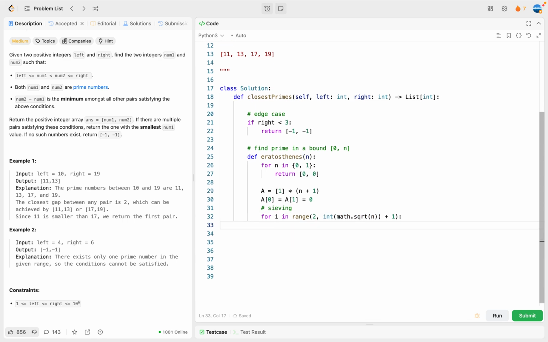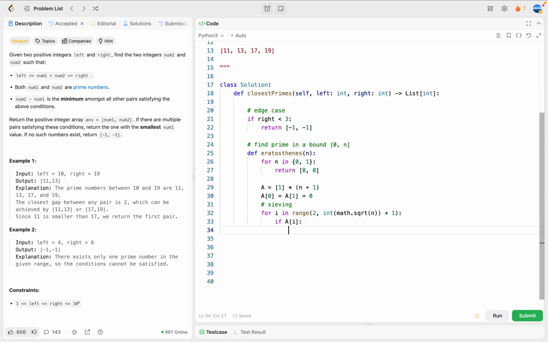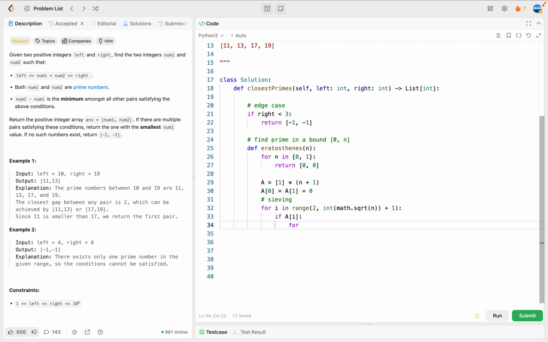Then first we see if a[i] is still 1. If it is 1, then we do this for j in range, starting from i square. This is actually a refined version of the original Eratosthenes sieving method, ending at n. The step would be i. In other words, i square plus some number times i is impossible to be a prime number, because i is a factor.